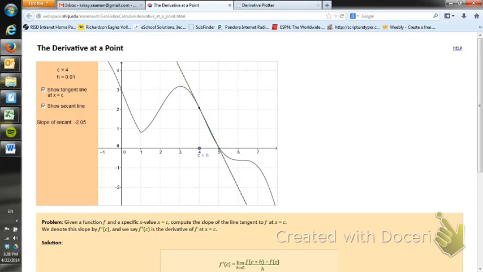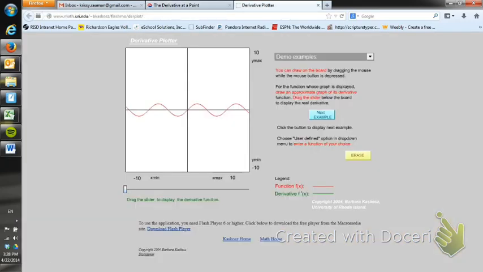Alright, so we don't always find the derivative at a certain point. Sometimes we find the derivative for an entire graph. So we're going to look at an example here. Now before I trace it, we're going to try and figure out what this graph's going to look like.